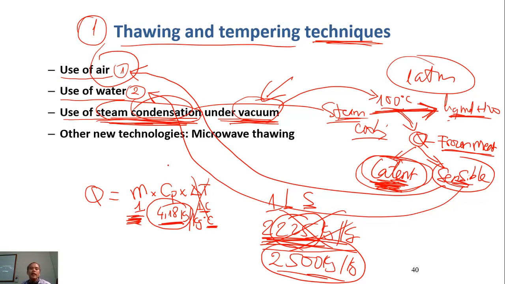Good. And nowadays, we apply more and more microwave thawing. A very big advantage of this technique is that it can thaw the food very fast, much faster.